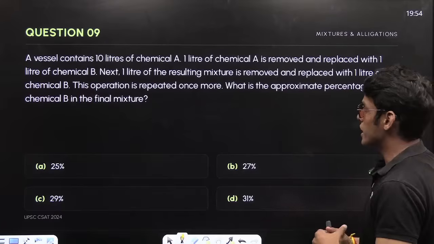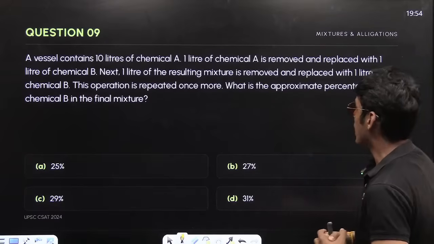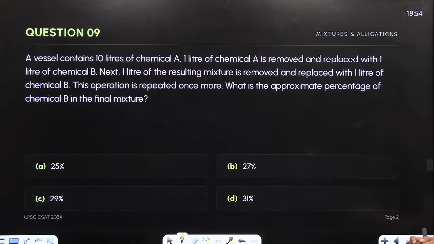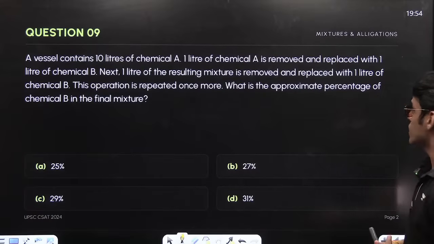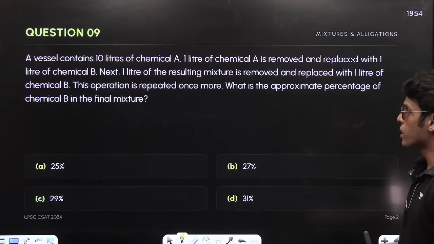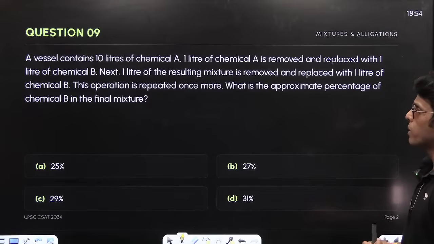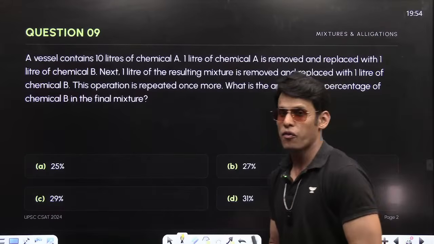A vessel contains 10 liters of chemical A. 1 liter of chemical A is removed and replaced with 1 liter of chemical B. Next, 1 liter of the resulting mixture is removed and replaced with 1 liter of chemical B. The operation is repeated once more. What is the approximate percentage of chemical B in the final mixture?